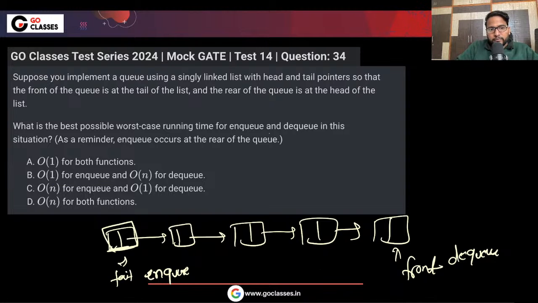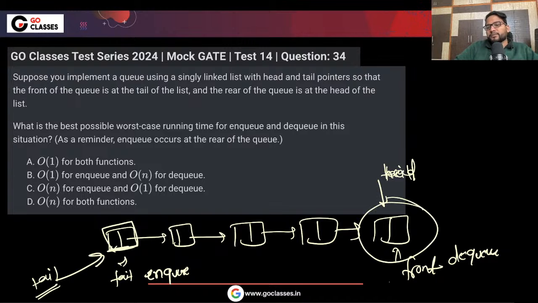What is the worst possible time for NQ and DQ? With head and tail pointers, one pointer is pointing here, the head pointer. So these are the two pointers you have. Now, if you want to DQ, is it possible to DQ just using this pointer? I think it is not possible. So DQ will be taking order of n time.